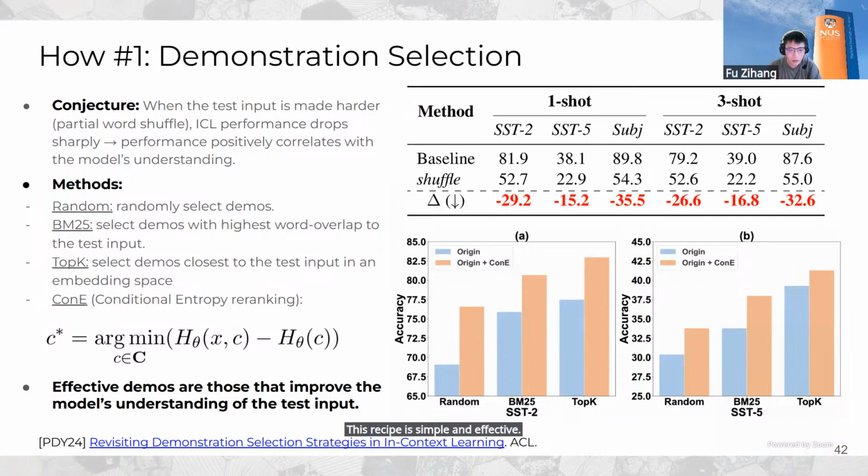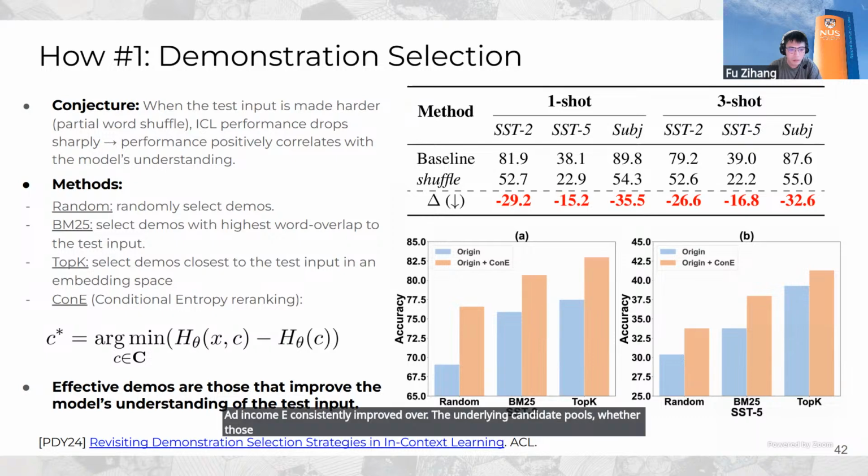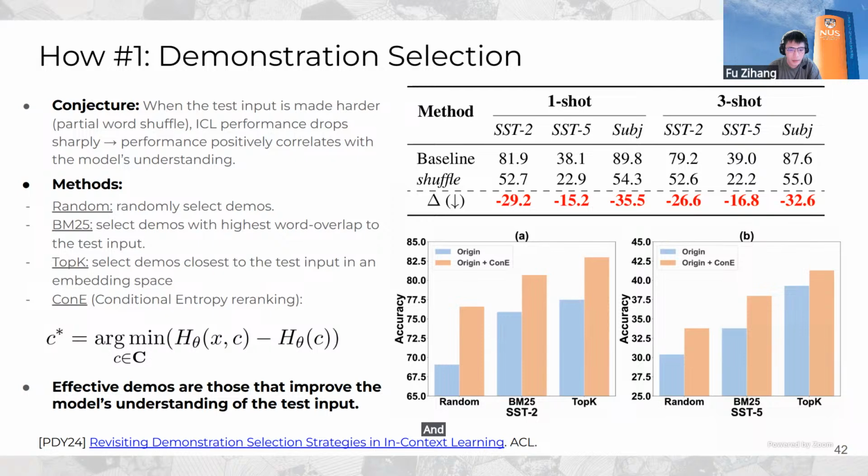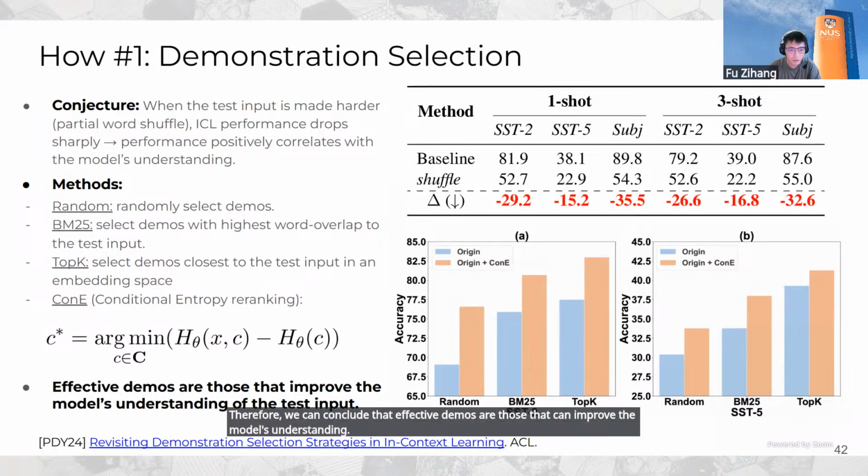On the plot, we can see that adding COME consistently improves over the underlying candidate pools, whether those pools came from random, BM25, or top-K. In both datasets, the compute overhead is just a few extra forward passes for re-ranking. Therefore, we can conclude that effective demos are those that can improve the model's understanding of the test inputs.